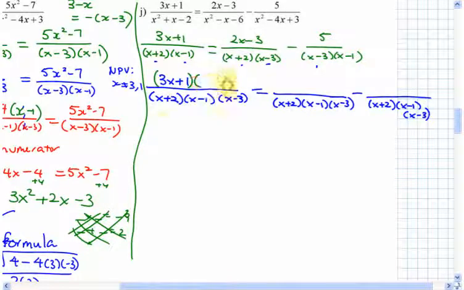By the way, what factor am I missing now from the fraction on the left? X minus 3. Thank you, Betty. Hold on, I can't write that fast. X minus 1.